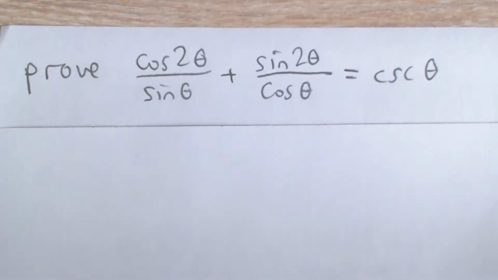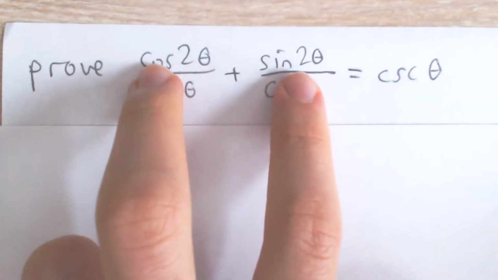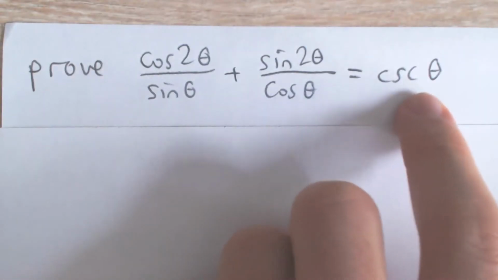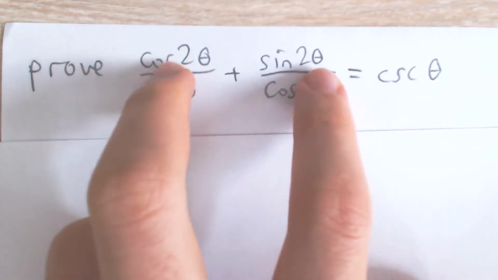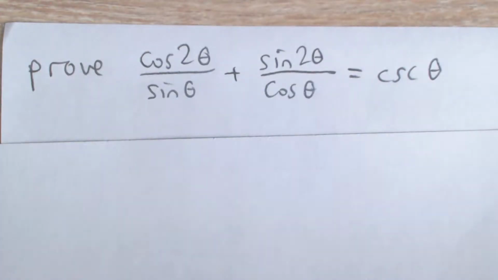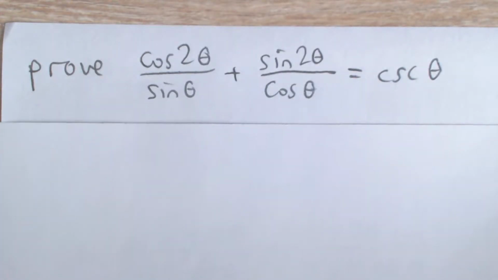And in general, we want to express everything in terms of sine and cosine. And we want to probably get rid of these 2 thetas, right? Because we want to show that this left side is equal to the right side. And on the right side, we don't have any 2 thetas or anything. So we're likely going to be using double angle identities.